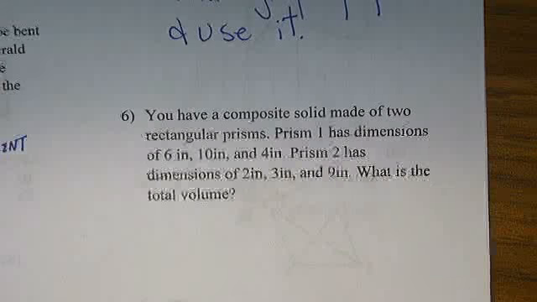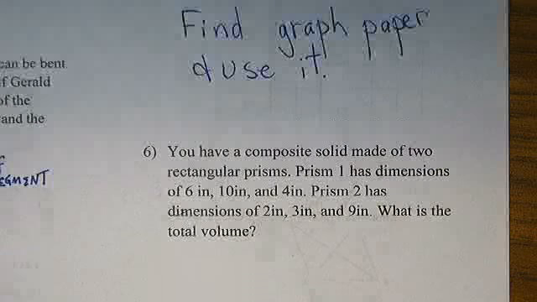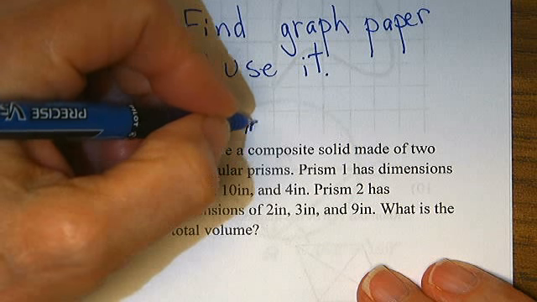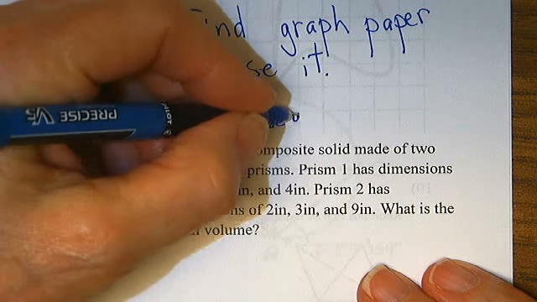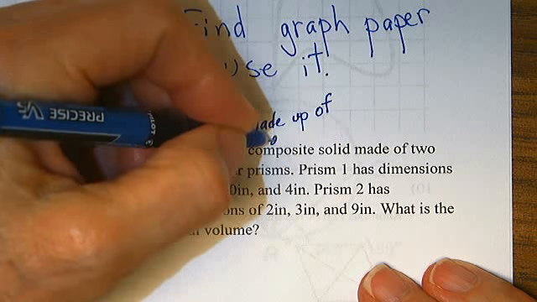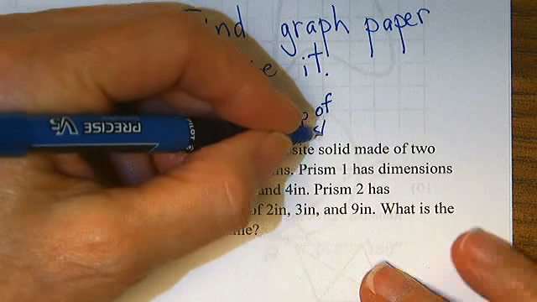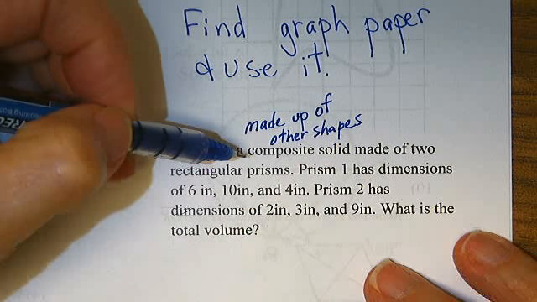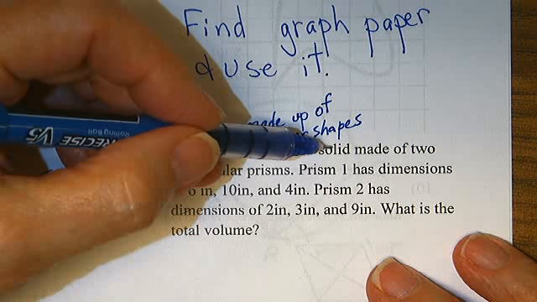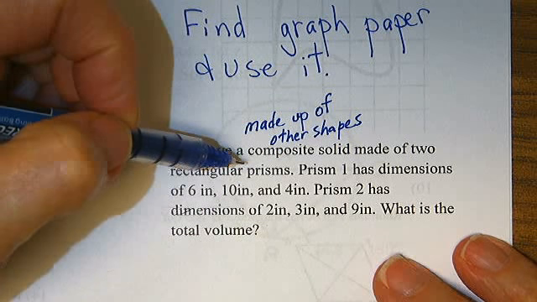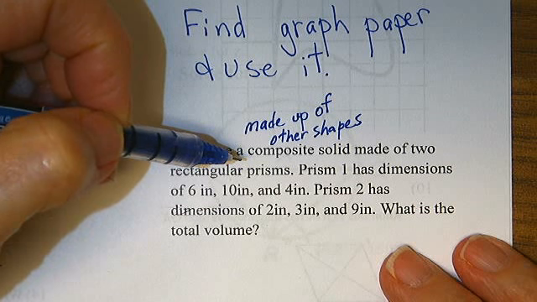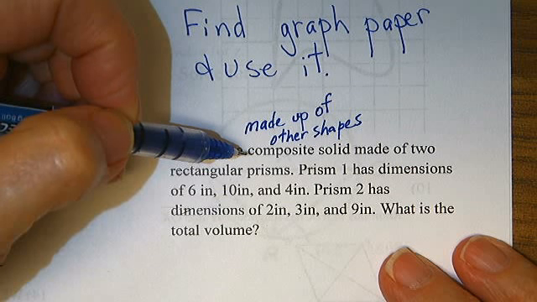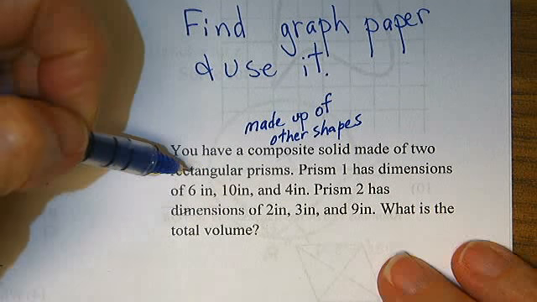Problem 6. You have a composite solid. A composite means that it's made up of other shapes. Just like numbers are either prime or composite, a solid is either a single shaped solid or a composite solid, made up of two rectangular prisms.